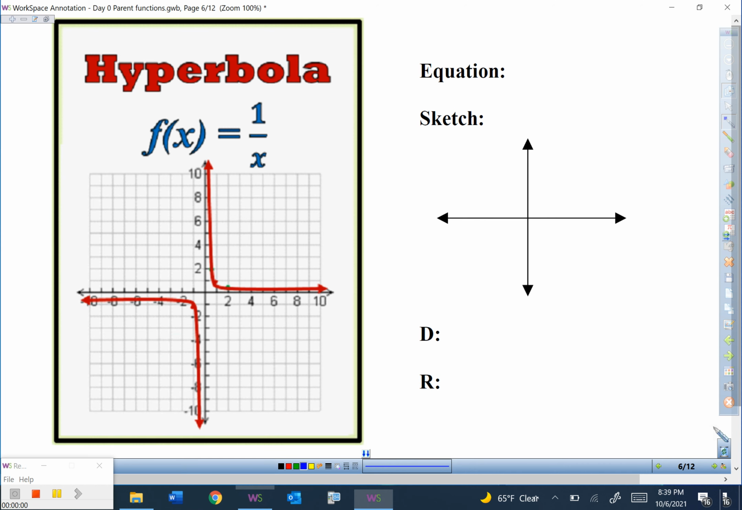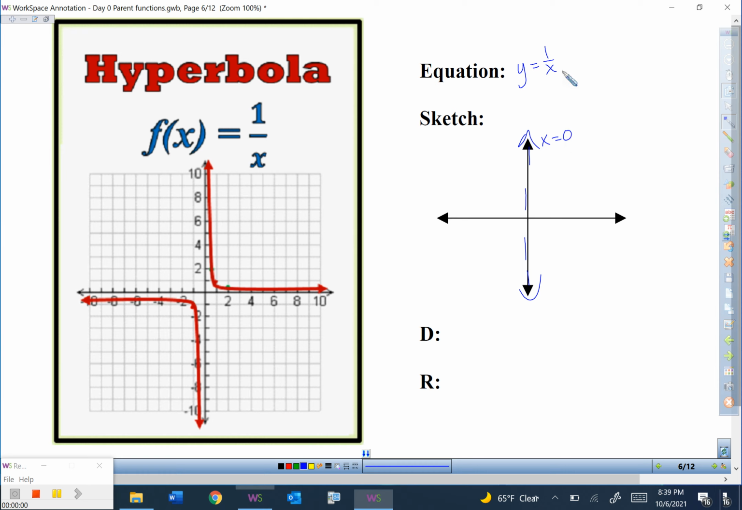Next up is a hyperbola. We talked about this last chapter as well. Parent function is y equals 1 over x, and because of this x in the denominator, we have a restriction in our domain. You can't plug in every number and it be okay, because if you plug in 0, we're taking 1 divided by 0, and that's a problem. That shows up as a vertical asymptote on our graph. You're going to write x equals 0.